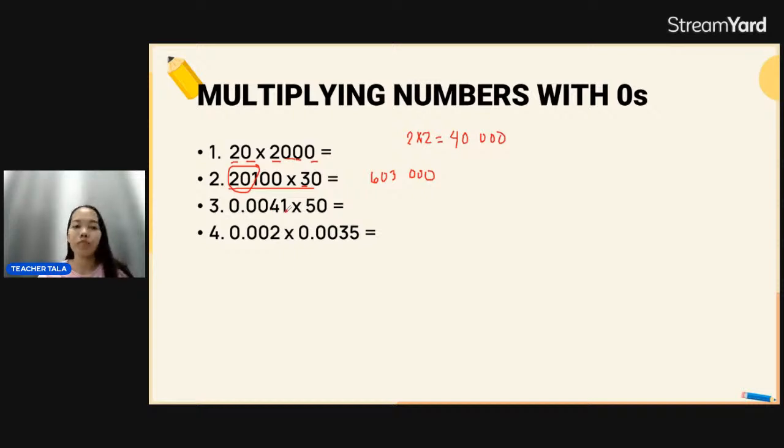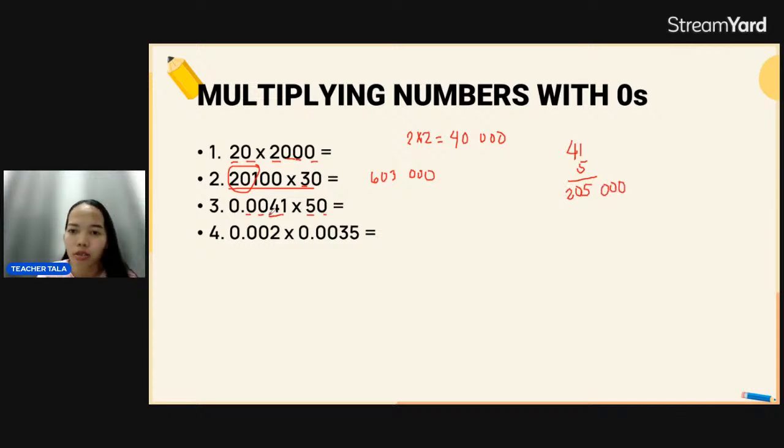Okay, next. What if decimal number naman, teacher Tala? Anong gagawin? Is it the same or different kapag mag-multiply ka? Okay, now it's just the same. Ang gagawin is kukunin niyo lang yung natural numbers, which is 41 and 5. 41 times 5, that's 5, tapos 20, 205. How many zeros? 1, 2, 3. And the zero before the period, hindi mo na yan i-add.